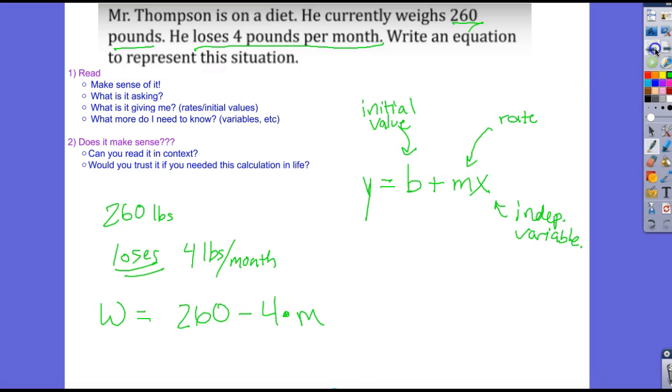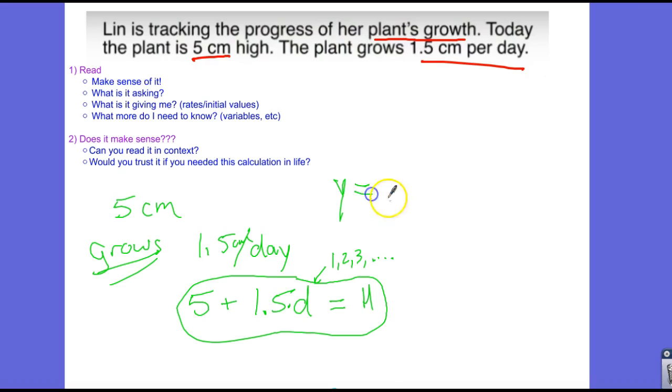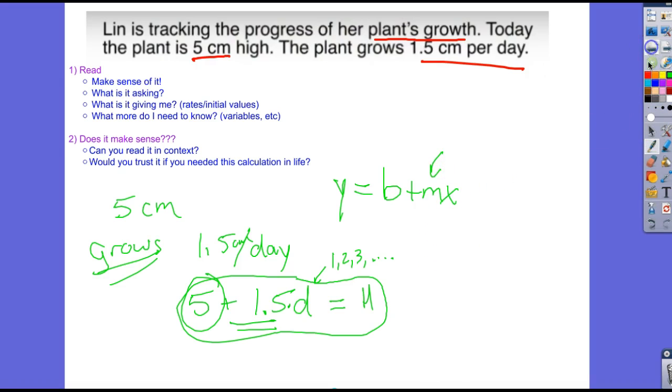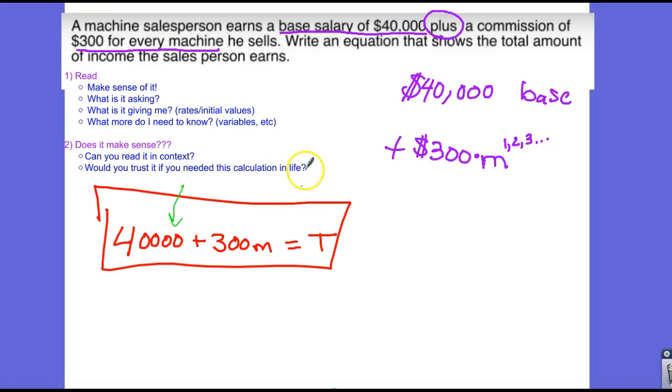Let's look back at some of the other ones. I've got an initial height, y equals b plus mx. I've got an initial height of 5, and then I've got a rate. It's positive 1.5 every day. That's your rate, positive 1.5, because it grows by 1.5 every day. Let's look at this. I've got an initial value. I start with 40,000, and then it grows by 300 for every machine I sell. So again, this is b plus mx equals y. These are all in slope-intercept form.